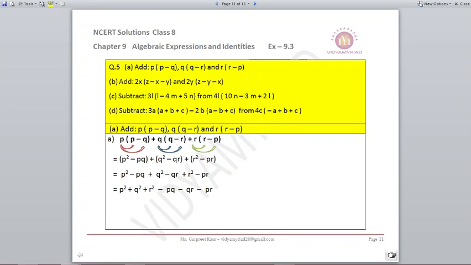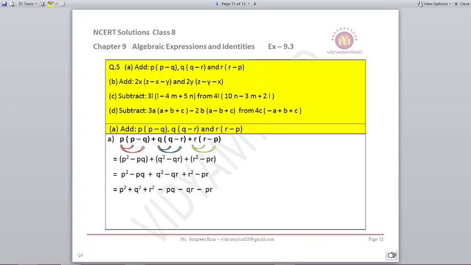Question number 5. Now we have different set of things we have to add and we need to subtract. Let us see p into p minus q, q into q minus r, and r into r minus p. We need to add. Put the plus sign in between and we will open the bracket first. P into p, p square. P into minus q is minus pq plus q into q, q square. Q into minus r is minus qr plus r into r, r square, then minus rp.